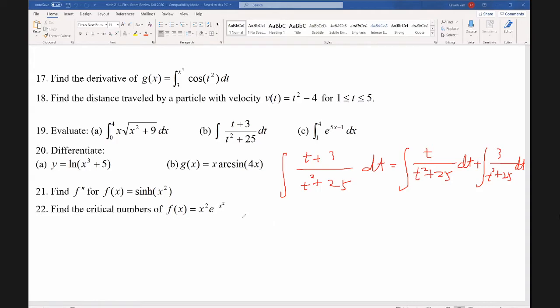Now, for the first part, use the substitution method: let u equal t squared plus 25. That's very easy. Now, how about the second part? The second part is actually inverse tangent. Why inverse tangent? Because of this formula, remember? 1 over x squared plus a squared. So please copy this formula down, okay?